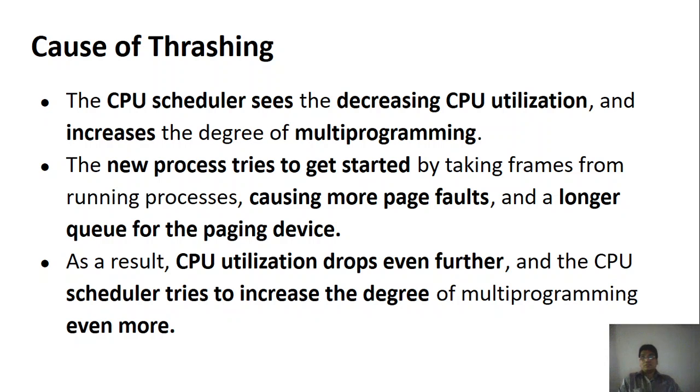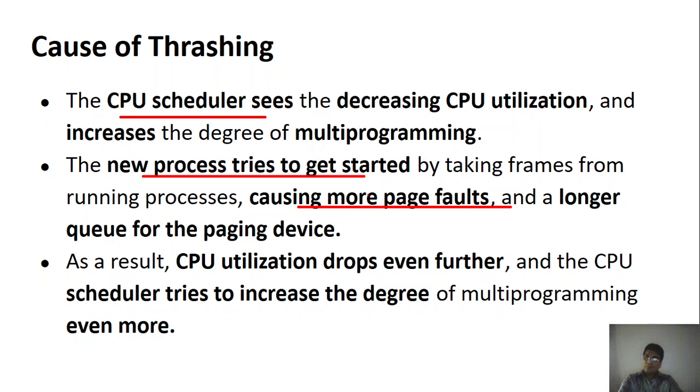When the CPU utilization decreases, the CPU scheduler is not happy with that. Its work is to give more and more work to the CPU. So the CPU scheduler sees that the CPU is simply sleeping, and it starts increasing multi-programming. It says, okay, I won't allow you to sleep, I will give you more work. So it will introduce new processes. When the new processes come, they knock out the existing pages, causing still more page faults.